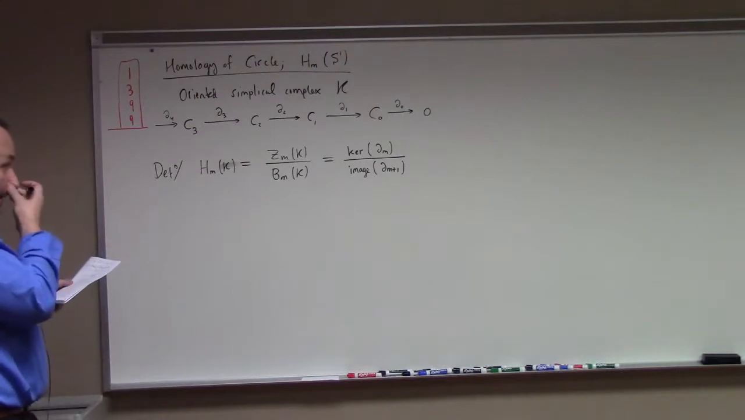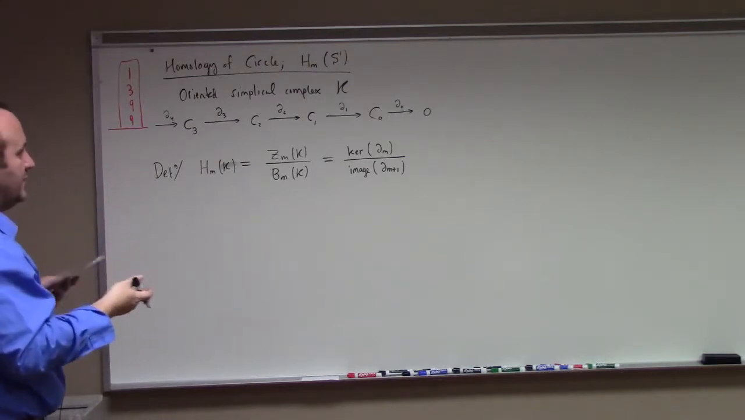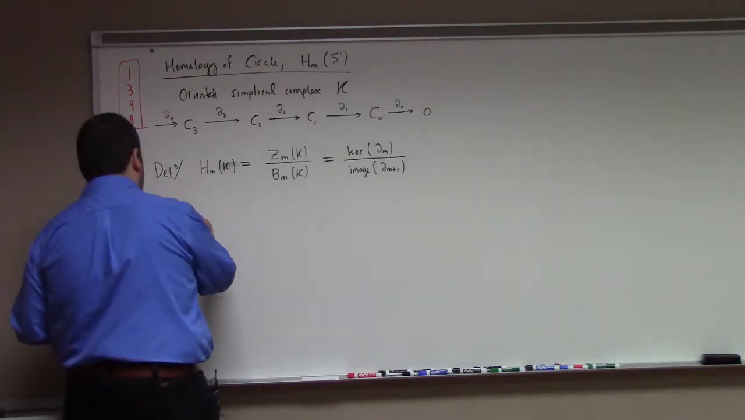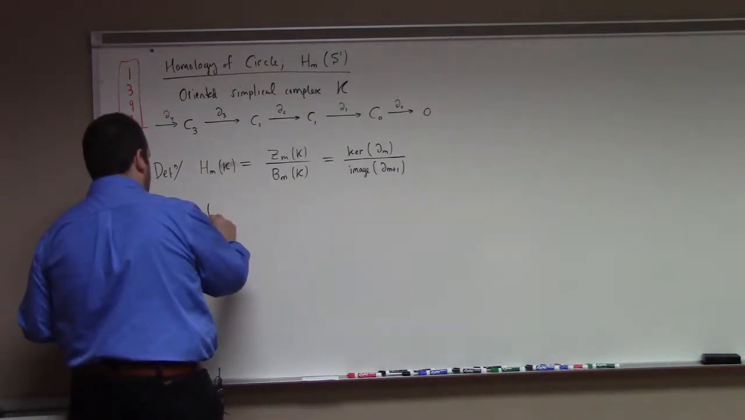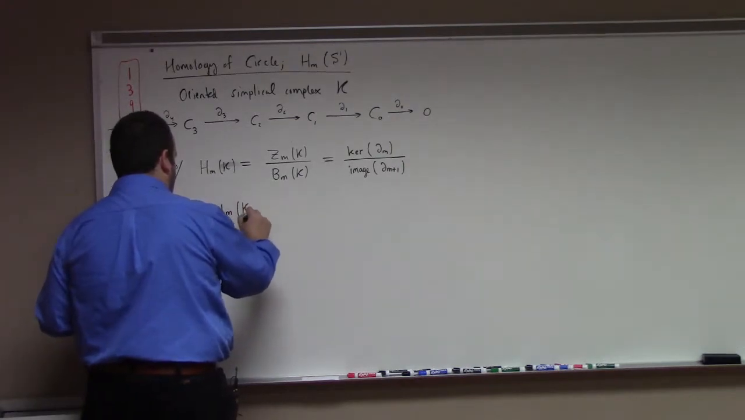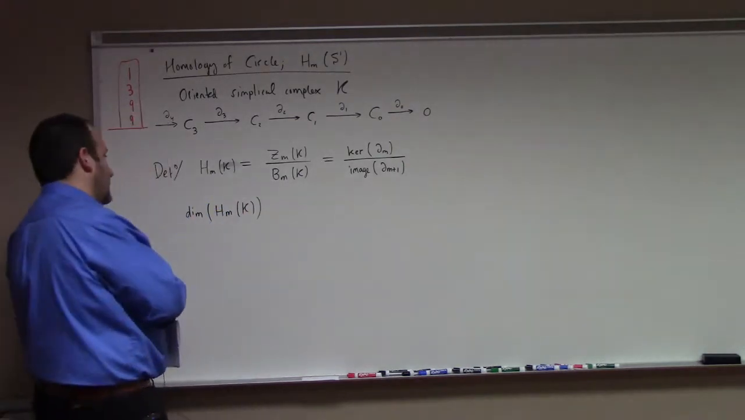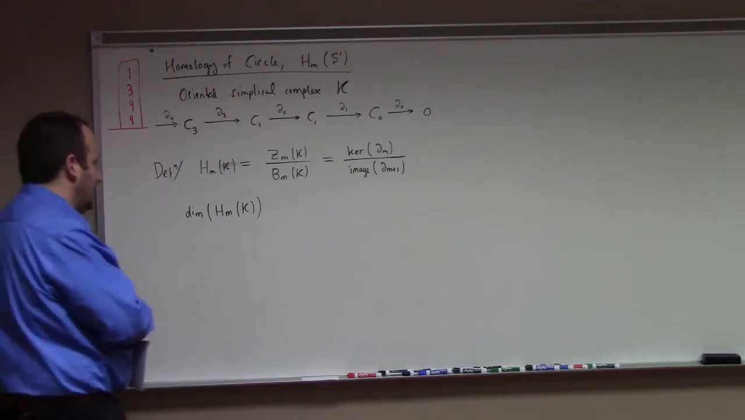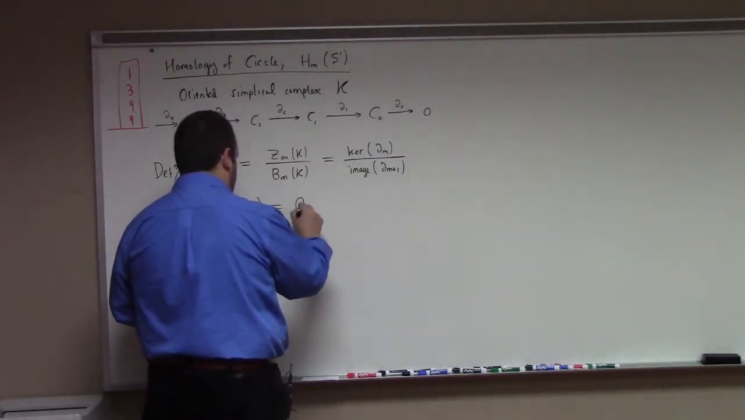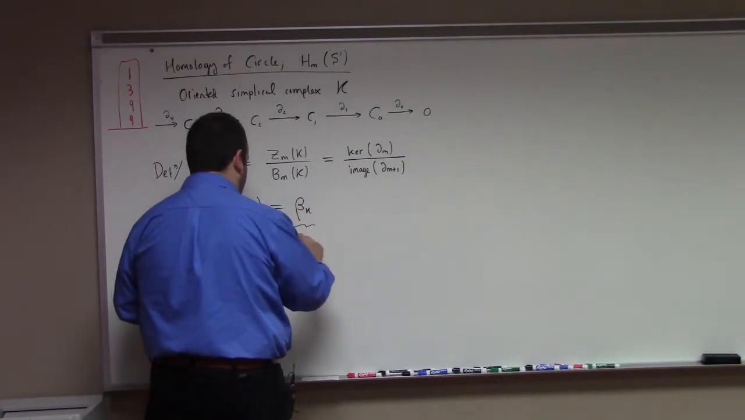Okay, so now we know how to calculate the dimension. The dimension of the mth homology of K is called the Betti number. This is equal to what's called beta sub m. This is the Betti number.